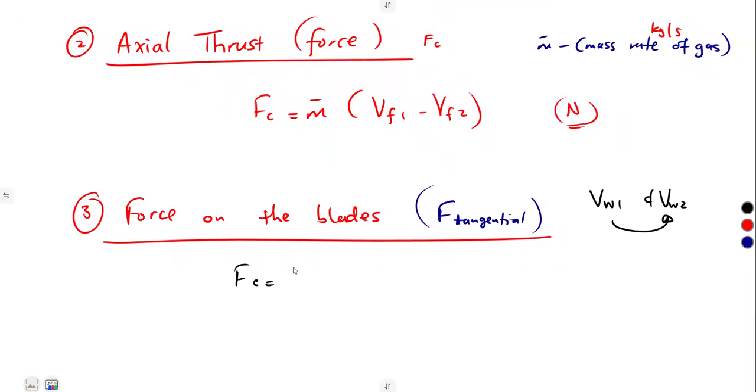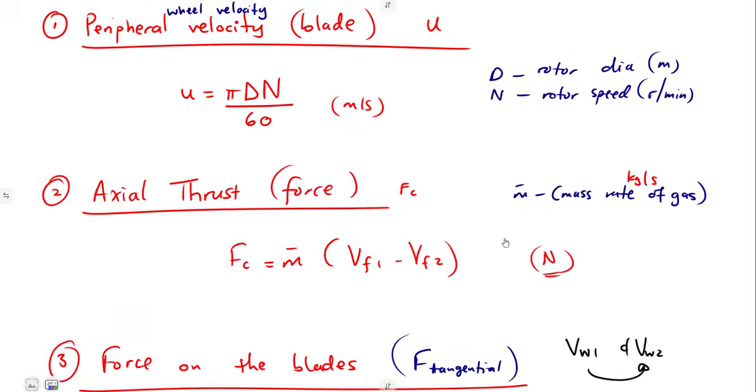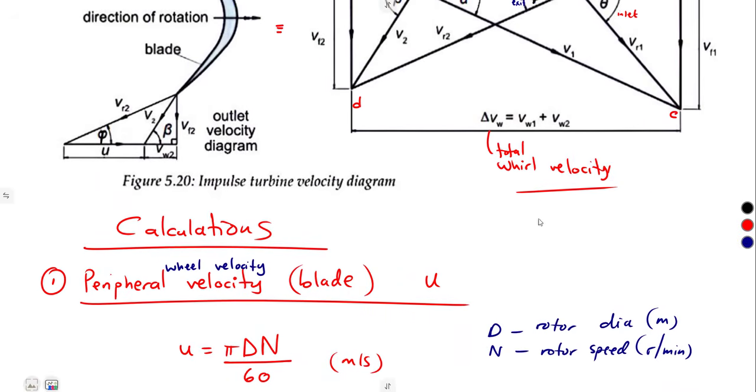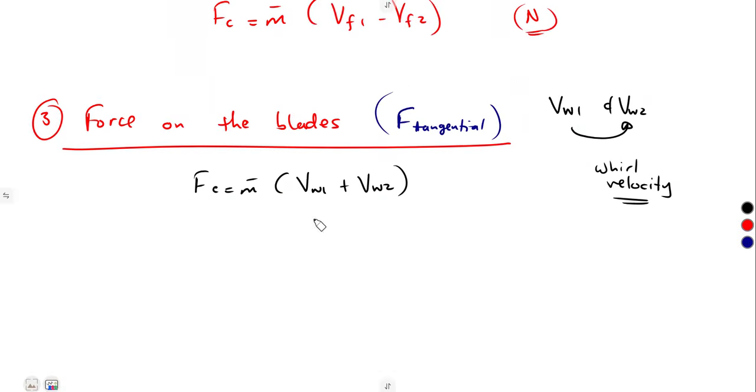VW2. So it follows that FC is equal to the mass rate of the gas that we had before times the sum of VW1 and what? VW2, our wheel velocity, all right, in meters per second. But remember, this here represents the sum. The sum represents the total, all right? That's our total wheel velocity, the change in wheel velocity, that's our total. So you can simply put that one as the change or the total wheel velocity in place of this. All right, so that is basically what you're going to have.